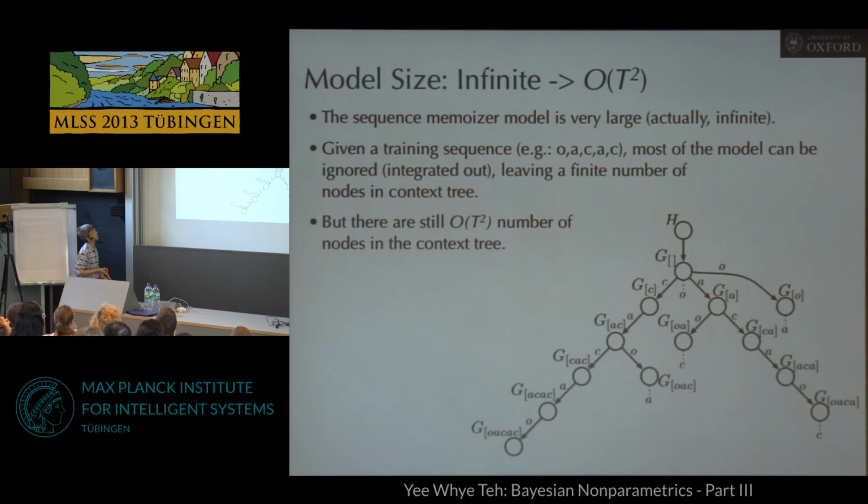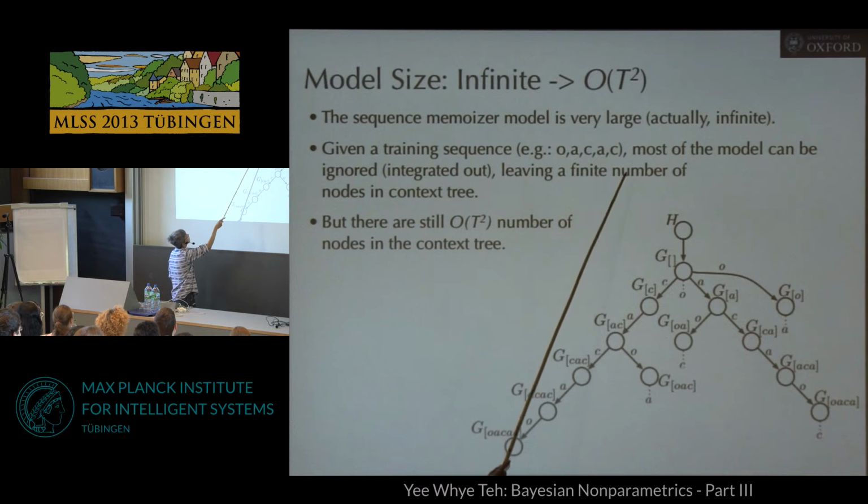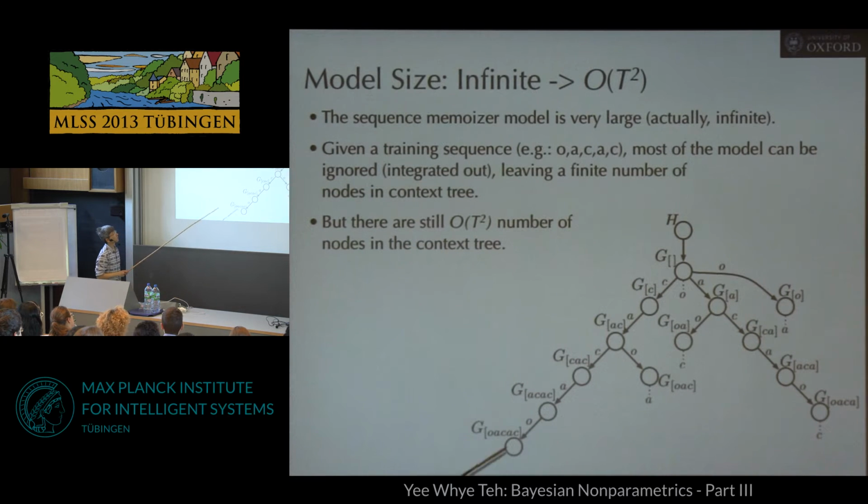So the first idea is that given a finite sequence, for example, if instead of words we have characters, let's say that our sequence is OACAC, okay? Then actually most of the model can be ignored. The reason is that the likelihood for this sequence of characters is going to involve likelihoods associated with a finite number of nodes on this tree at finite depths, and you can just ignore everything else.